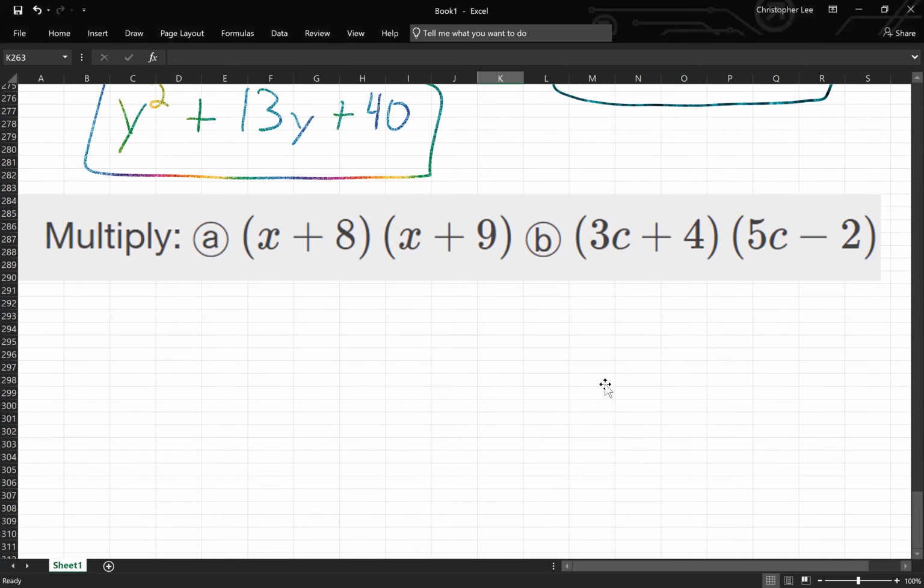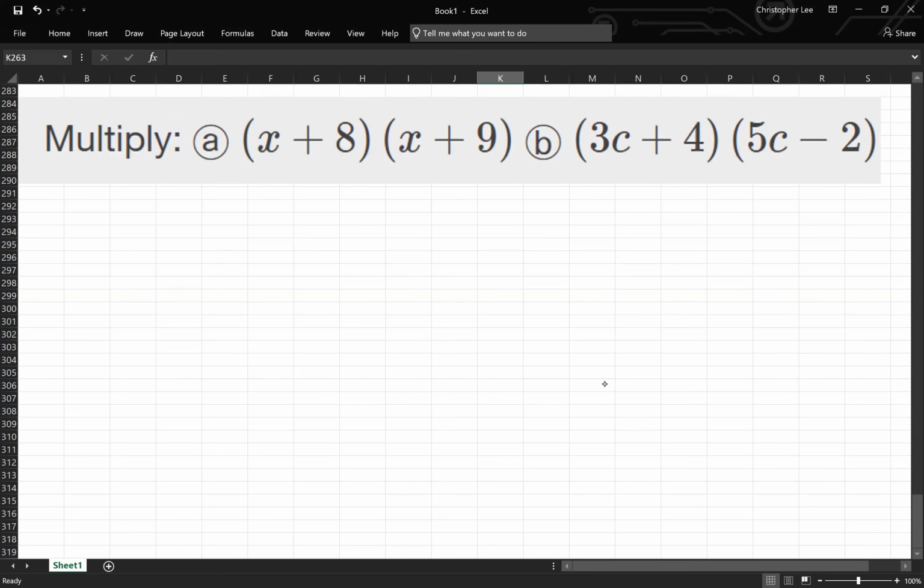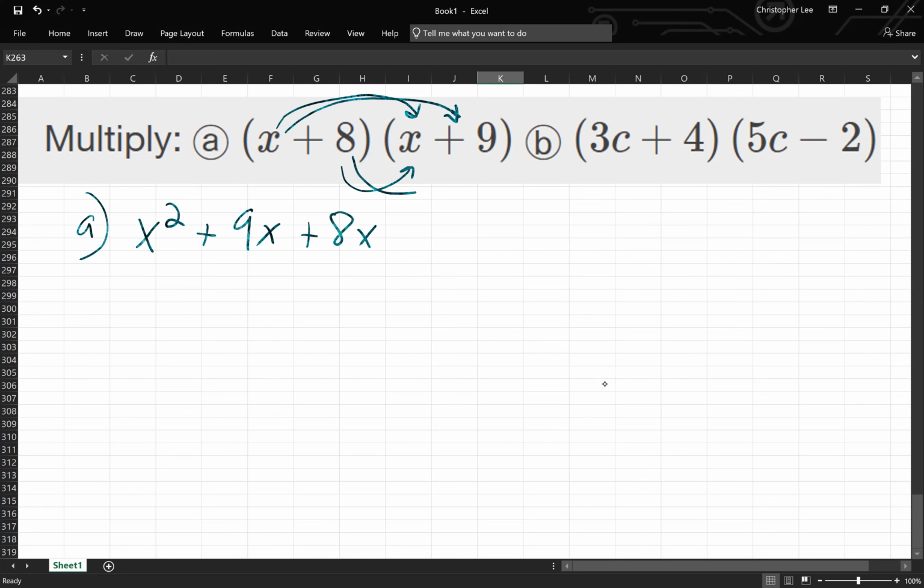All right, let's take a look. Same game as before. We're just FOILing this, right? So x times x is going to give me x squared. x times 9 is going to give me 9x. 8 times x is going to give me 8x. And last but not least, 8 times 9 is going to give me, what is that? 9 times 8 is 72.